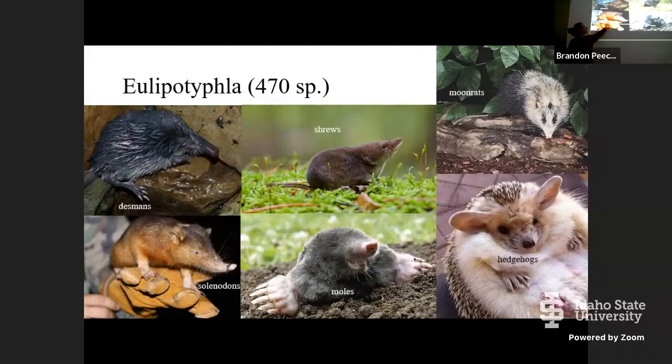Solenodonts are in the Caribbean. These are some of the only venomous mammals. They have some venom that they secrete in their saliva, so when they bite you, you get a little bite, but they don't really bite you, don't worry. But they're very endangered. We'll talk more about some of these animals later. The Eulipotyphlans, everybody. Now the second most speciose order of mammals after rodents.